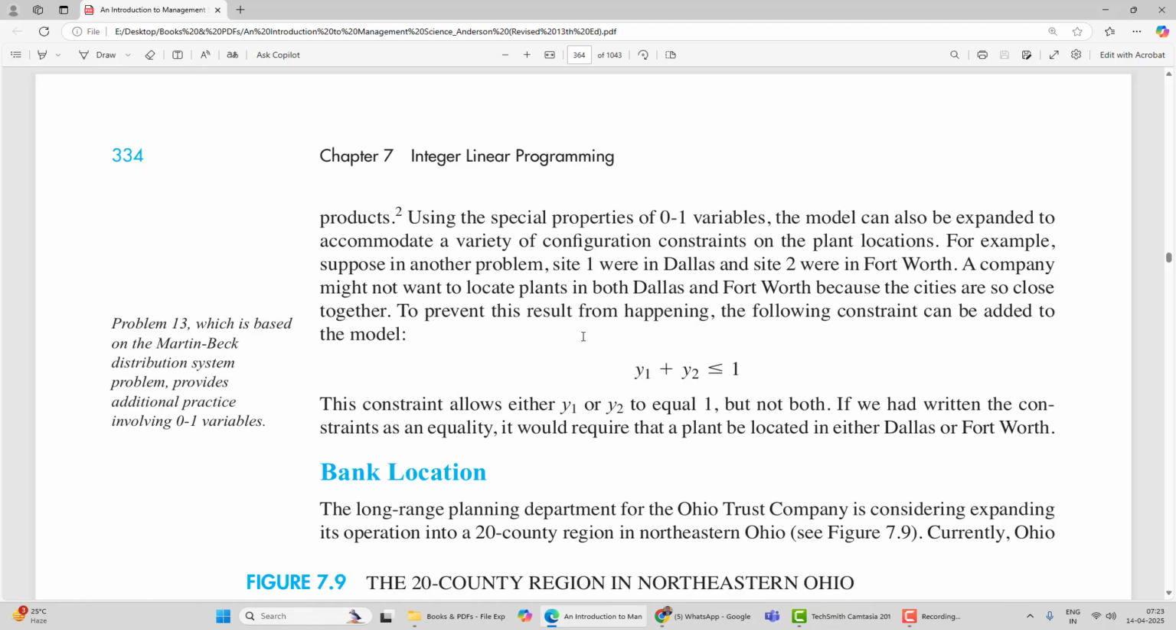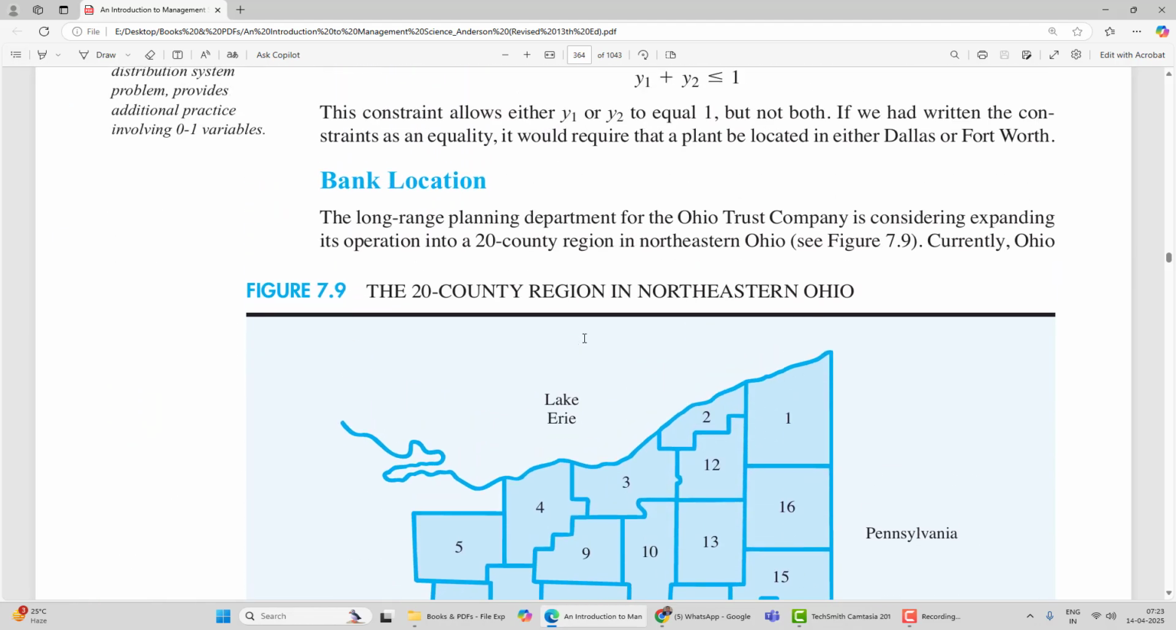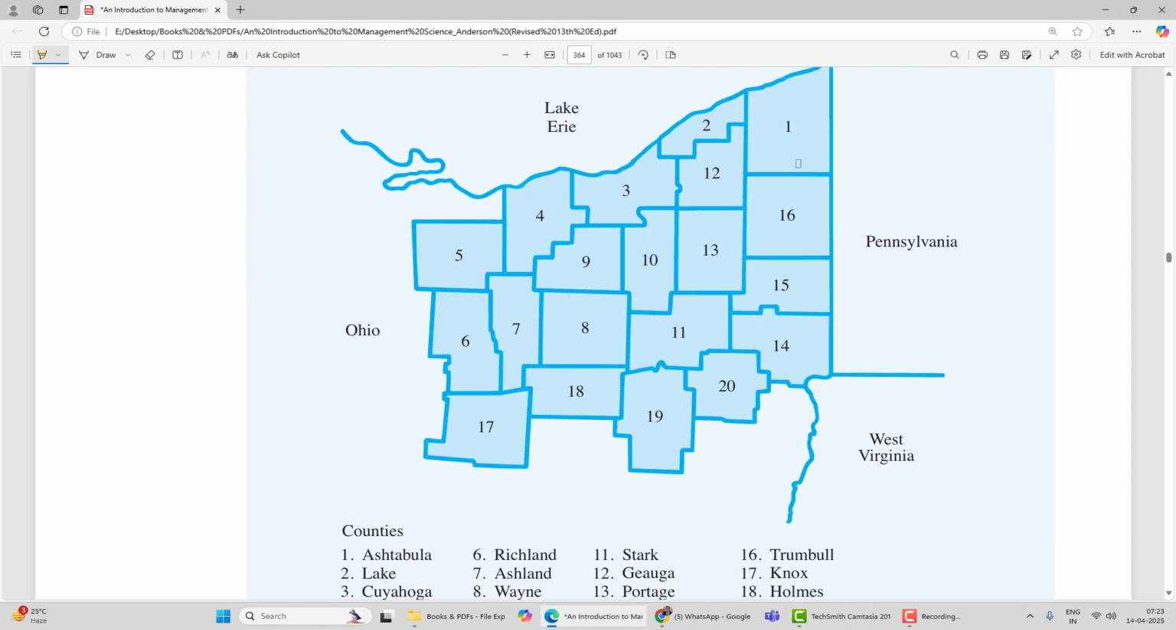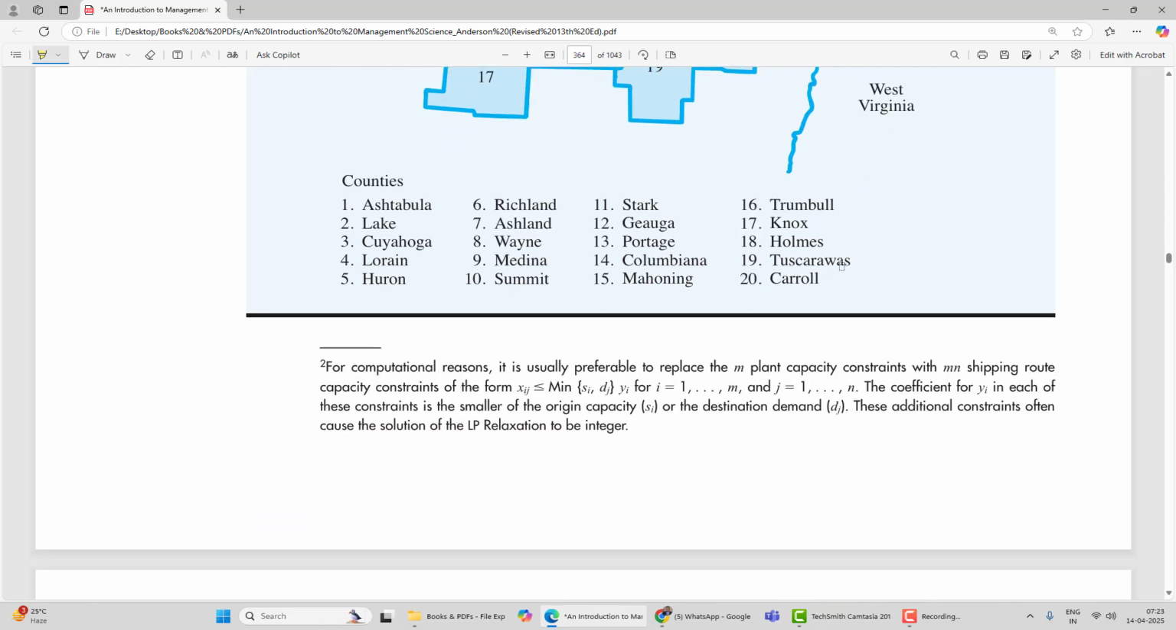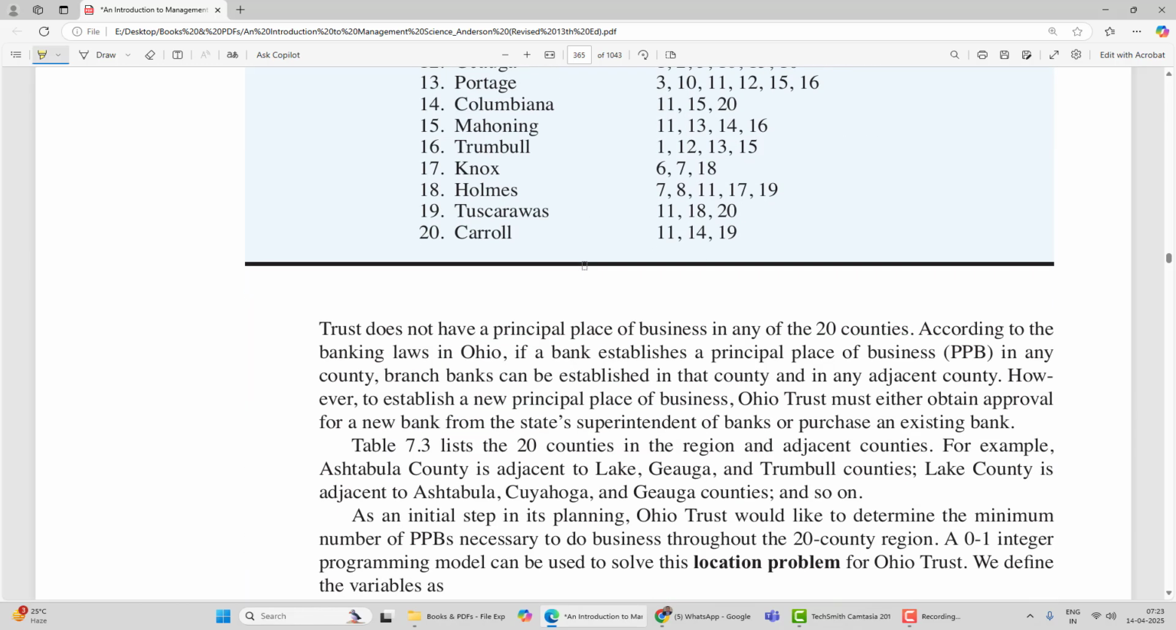In bank location, the case goes like this: we have the long range planning department of Ohio Trust Companies. It's considering expanding its operation into a 20 county region in northeastern Ohio. Currently, Ohio Trust does not have a principal place of business, which is called a PPB, in any of the 20 counties.